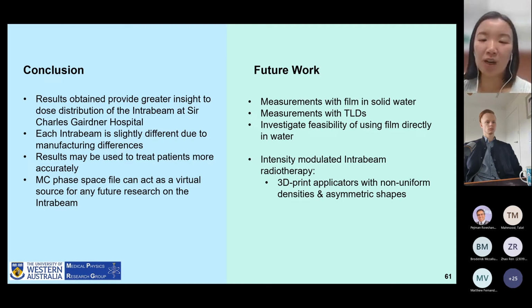We could also try to modulate the intensity of the dose delivery by printing 3D applicators with non-uniform densities and asymmetric shapes, for patients that might need greater dose in certain regions, but not so much on the other side.